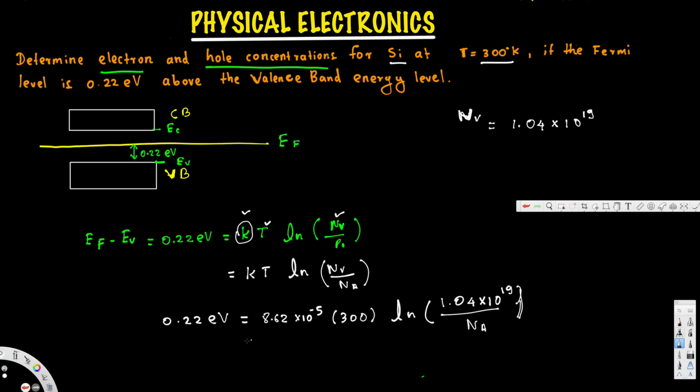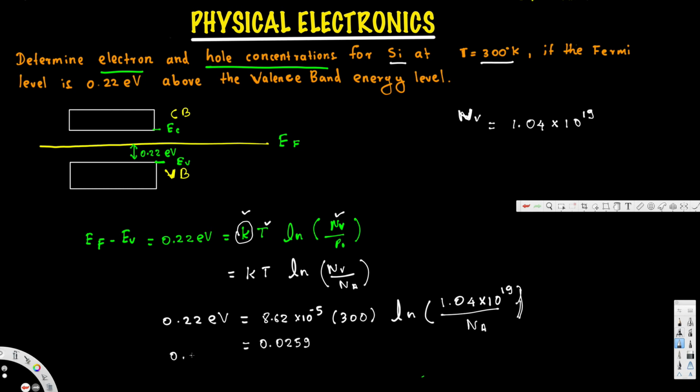Now let's go ahead and rearrange this equation. If we take ln on both sides, we will get some value. If you simplify 8.62 times 10 to the power of minus 5 times 300, you are going to get 0.0259.